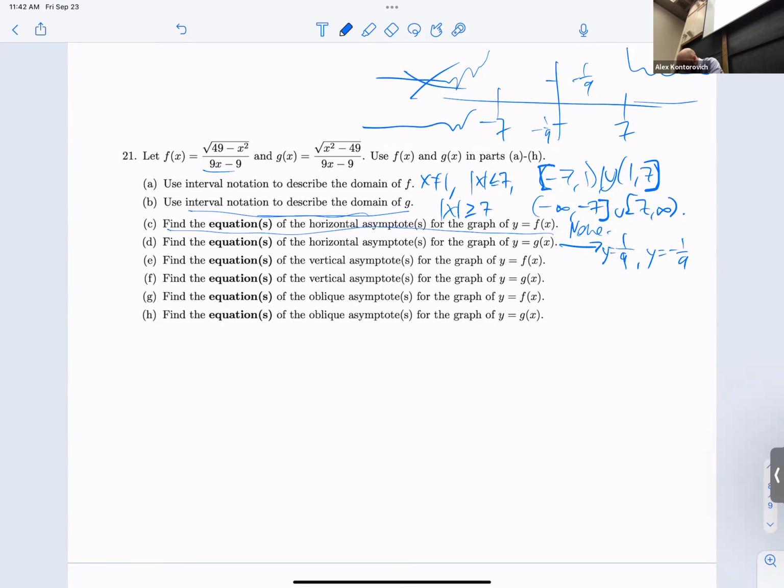Okay. What about vertical asymptotes for F? Vertical asymptote of F is where we're dividing by 0. So x equals 1 is a vertical asymptote. How about for G? Again, x equals 1.